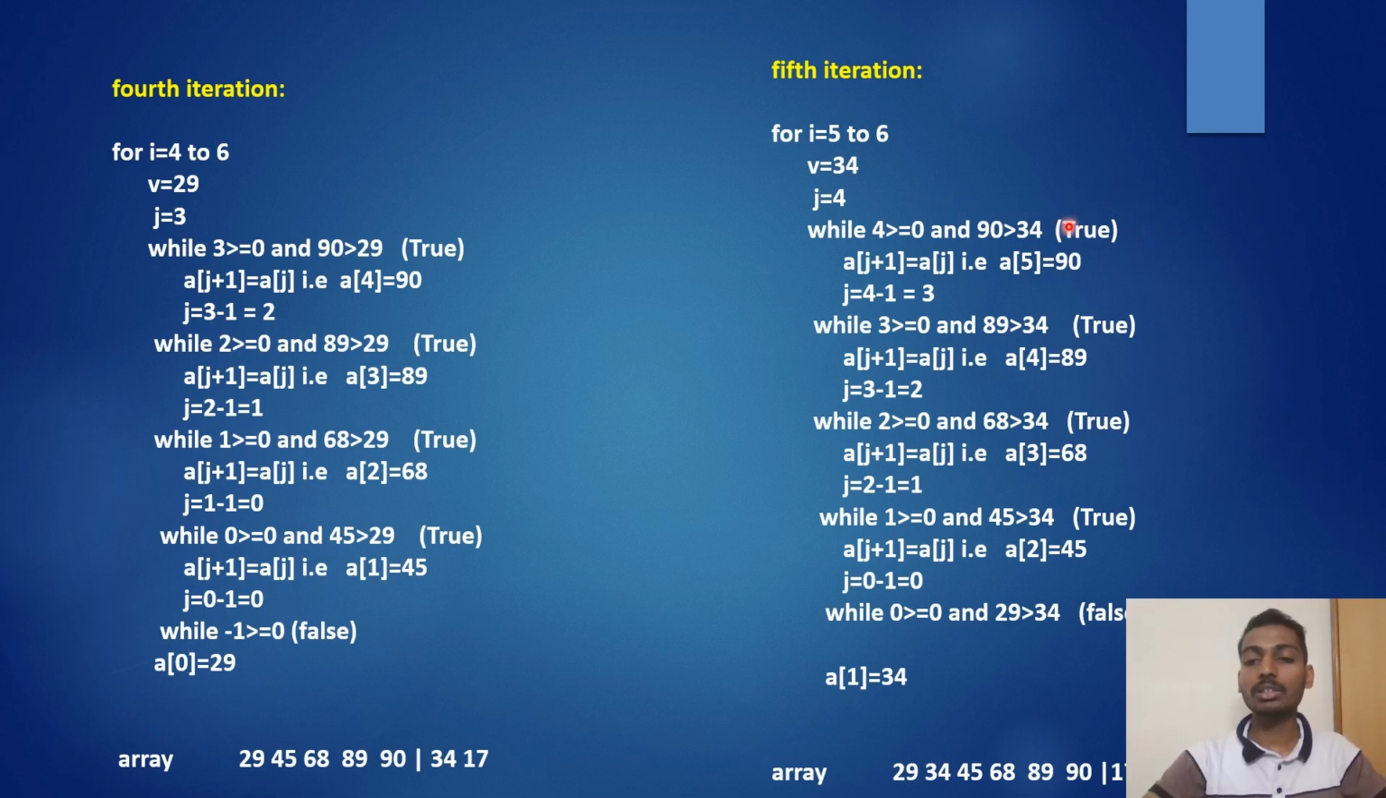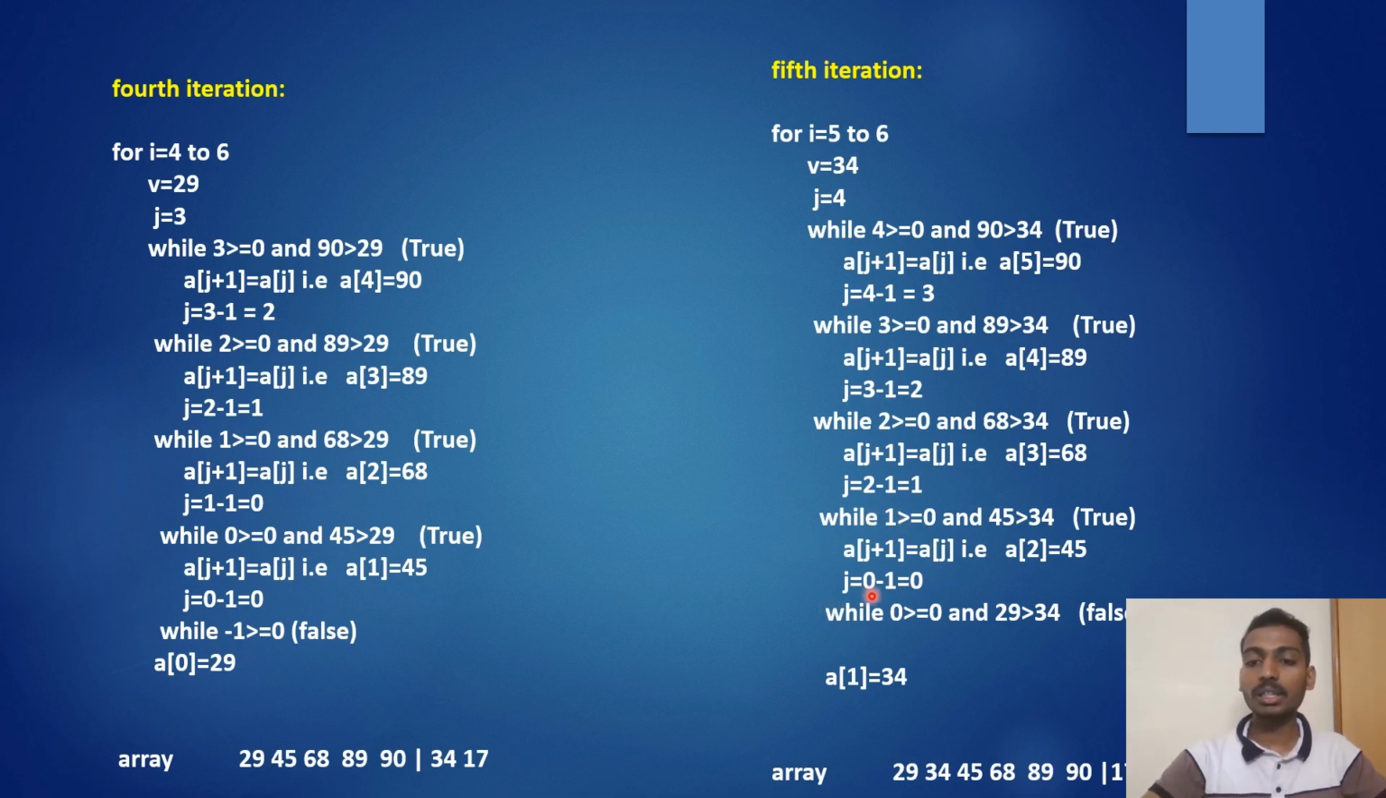This condition will be true, and then execute the statements and j should be decremented to 3, and then again the while condition will be executed, in that 3 is greater than or equal to 0 and 89 is greater than 34. This is true. Then it will execute the statement a of 4 is equal to 89. Then j will be again decremented. Then the while loop will be executed continuously until the condition fails.